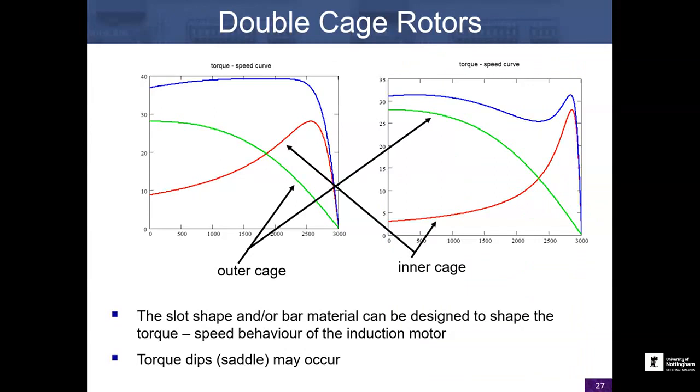We can go from having a good performance characteristic for starting in green and for operation in red, to having something like that blue curve that's giving us good consistent torque production across the board, and it's also giving us good behaviour, good starting, a good operating point. If we do it incorrectly, we can get some poor performance.